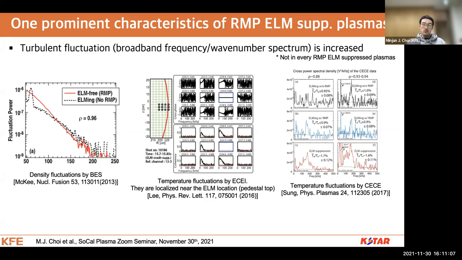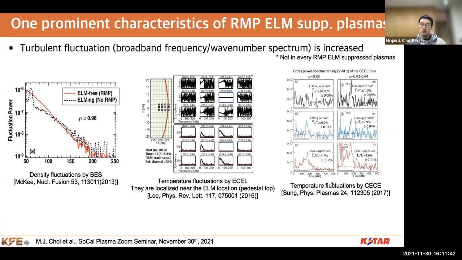So I'd like to introduce one prominent characteristic of RMP ELM suppression plasmas, that is the turbulent fluctuation, which means the broadband frequency or wave number spectrum, which shows this broadband spectrum is increased, as you can see in these works. For example, as shown in this work, density fluctuation is significantly increased during the ELM pre-phase by the RMP field. And also, as you see in this work, a broadband fluctuation arises near the pedestal top.